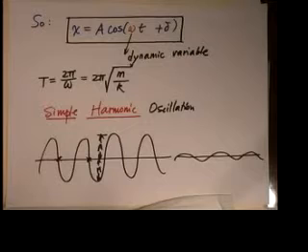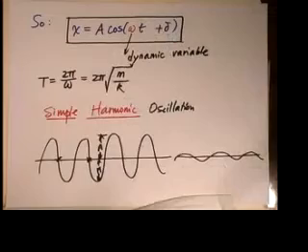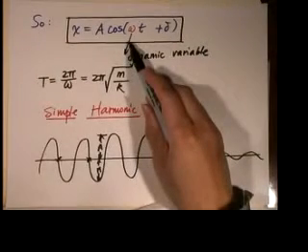So you see, A also is determined by me, the person who initiates the motion, not by the system itself. The system has no choice what A is, what delta is, but it does have a choice about omega. It can determine how fast the oscillation goes.